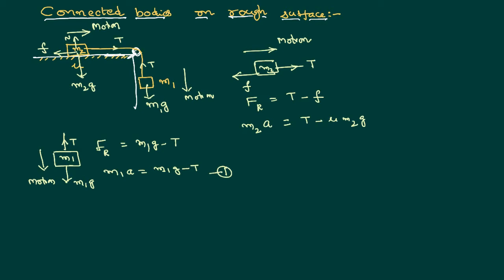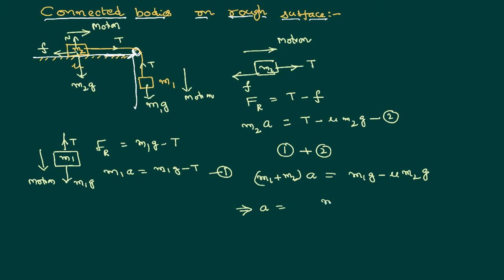By adding these two equations, which were obtained by drawing the free body diagrams of each of them, we get the acceleration of the system as (m1 plus m2) a. Here the negative tension and the positive tension cancel each other. So we get m1g minus mu m2 g. That implies the acceleration of the system is (m1 minus coefficient of friction times m2) multiplied by the acceleration due to gravity on the earth, divided by (m1 plus m2).